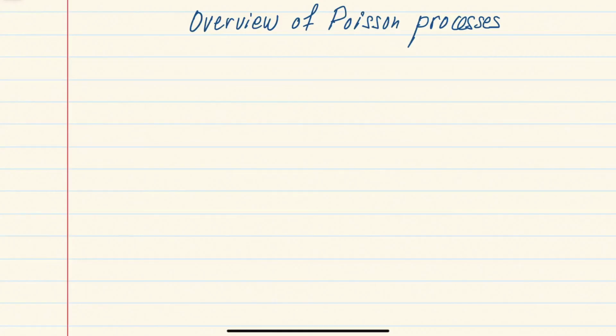Okay, so we begin a chapter on Poisson processes, and in this first section we will give a definition and overview some basic operations on Poisson processes. Throughout this section we will consider a measurable space S with the sigma algebra F on it.